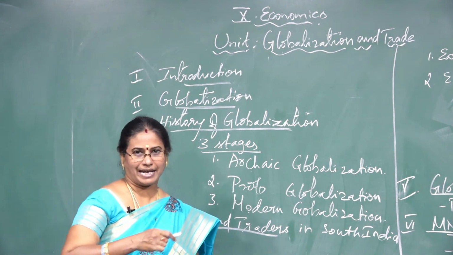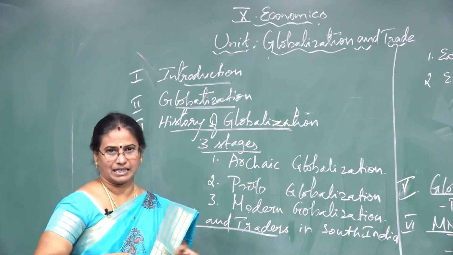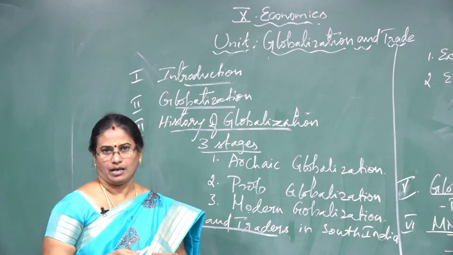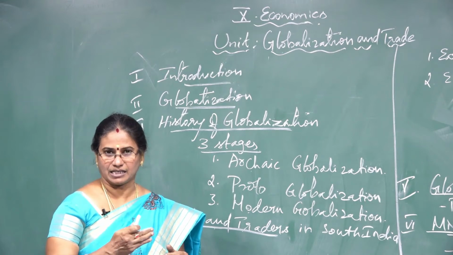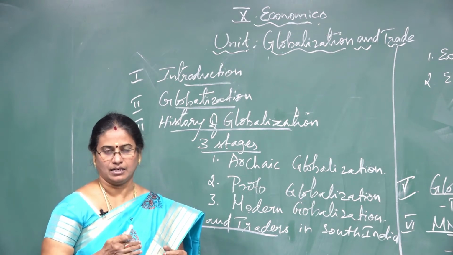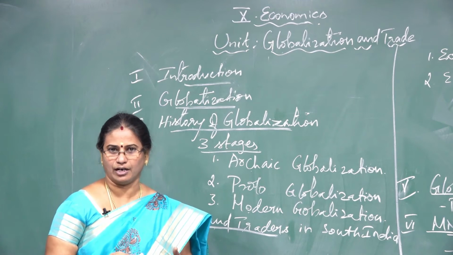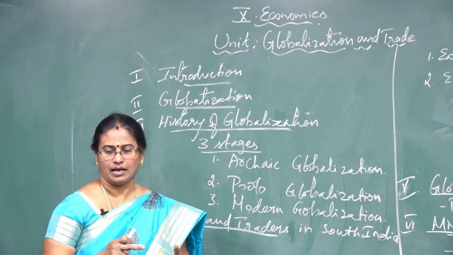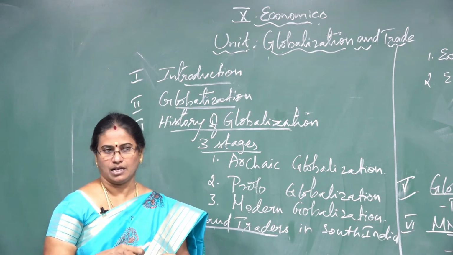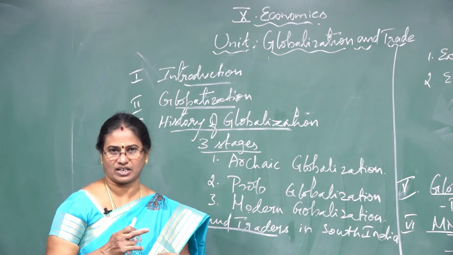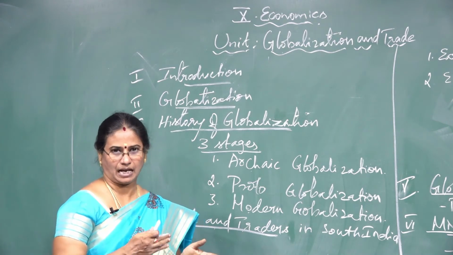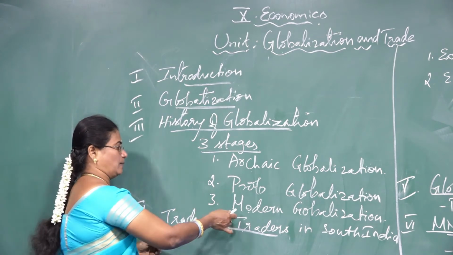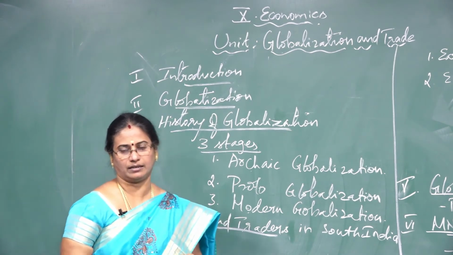Next, in the 17th century, globalization became a modern phenomenon. The English East India Company, founded in 1600, was the first multinational firm. Next, the Dutch East India Company was founded in 1602. This has been about proto-globalization. Next, I am going to explain modern globalization.